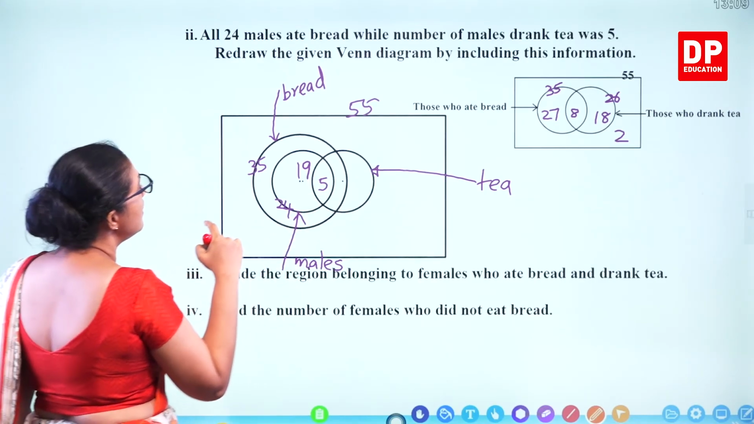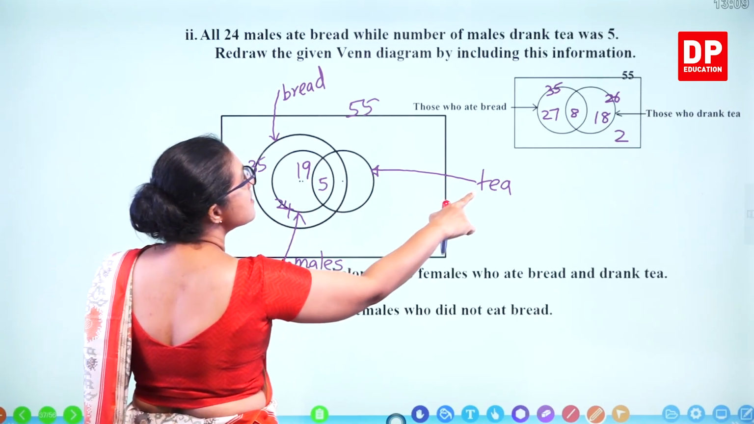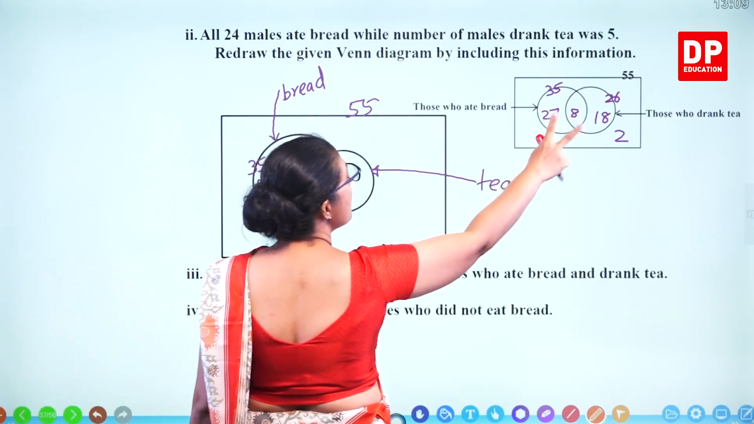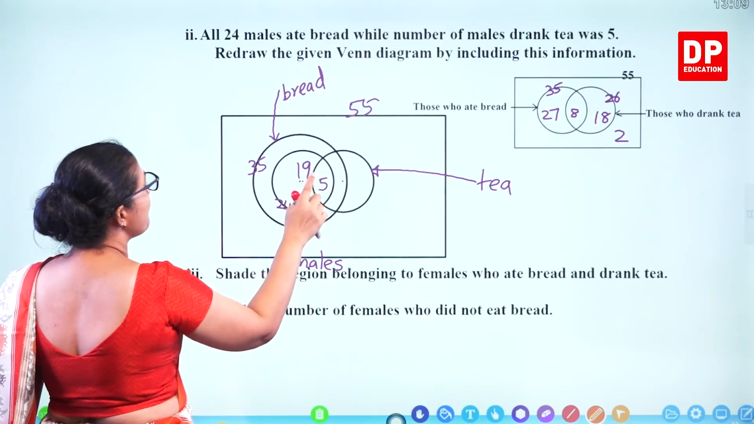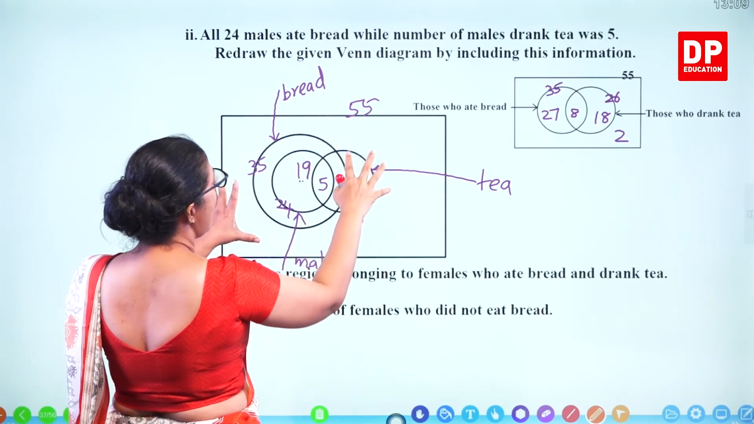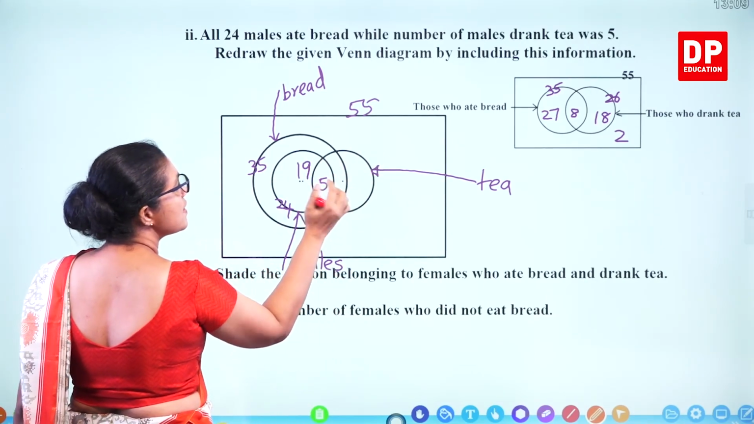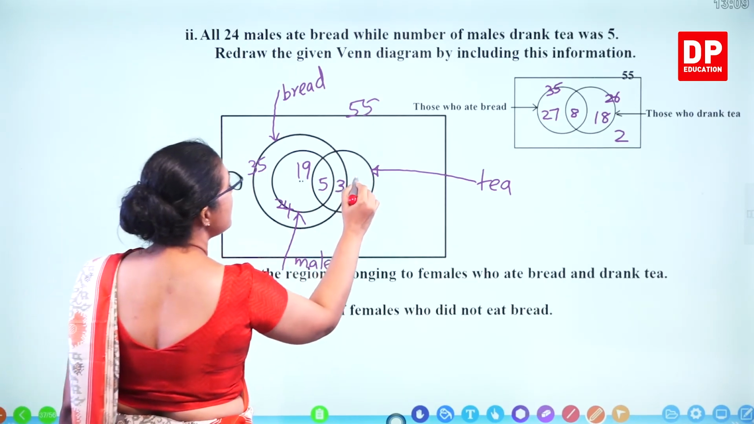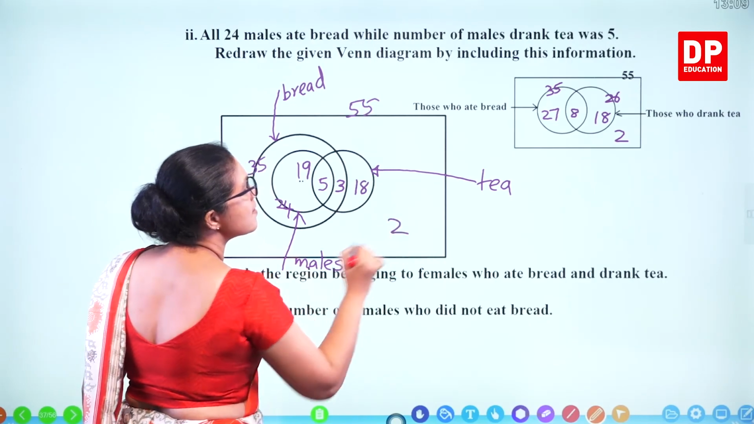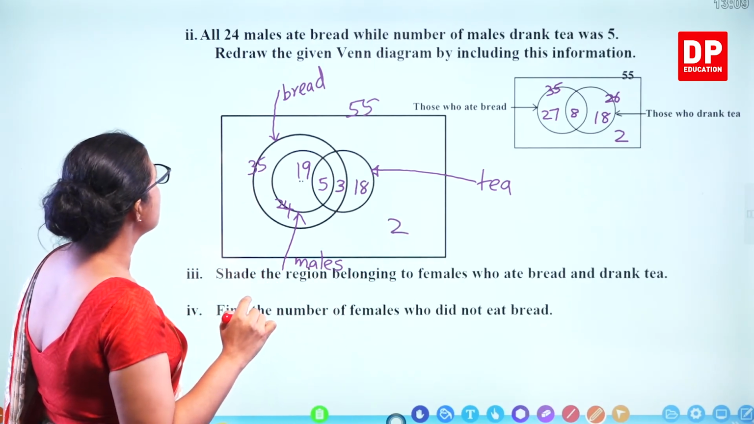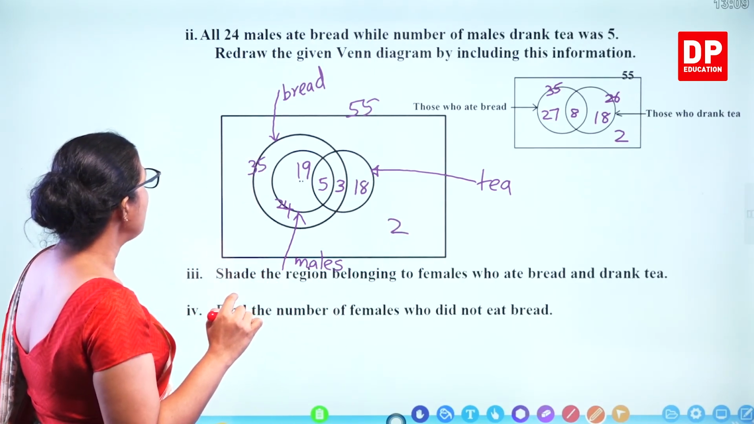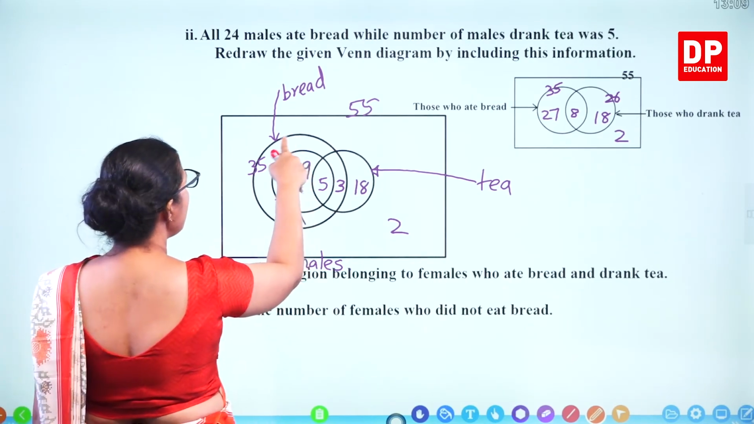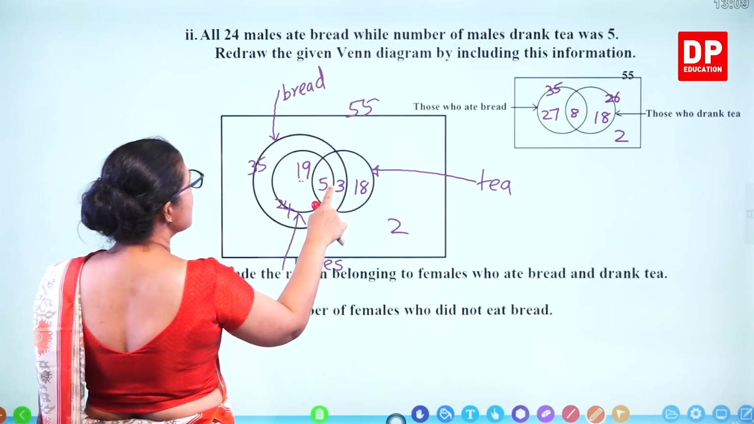19 here. And earlier, this intersection of bread and tea was 8. So if this is 5, this should be 3. And tea separately, that's 18, and this is 2. So now this is the new diagram. All parts are there. You can find this also. What's the value?